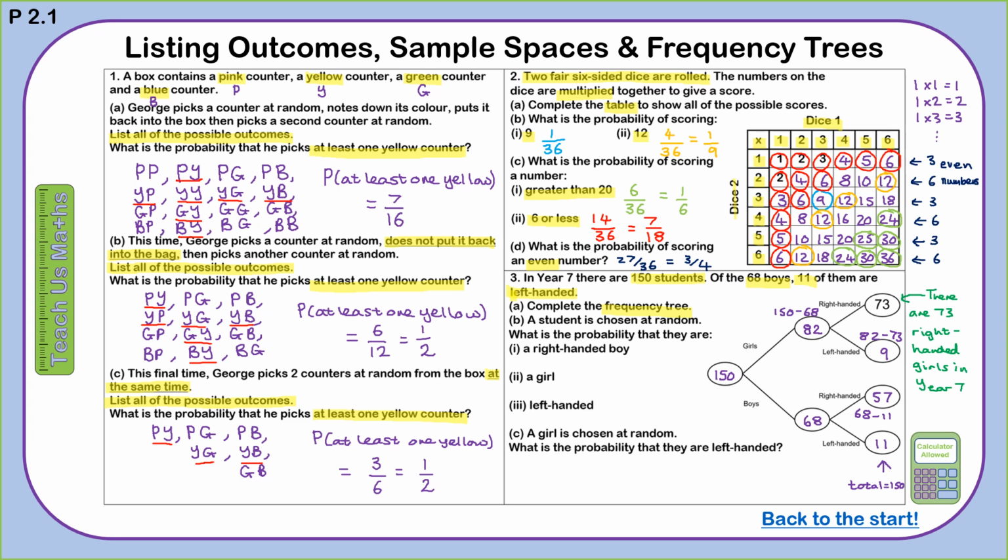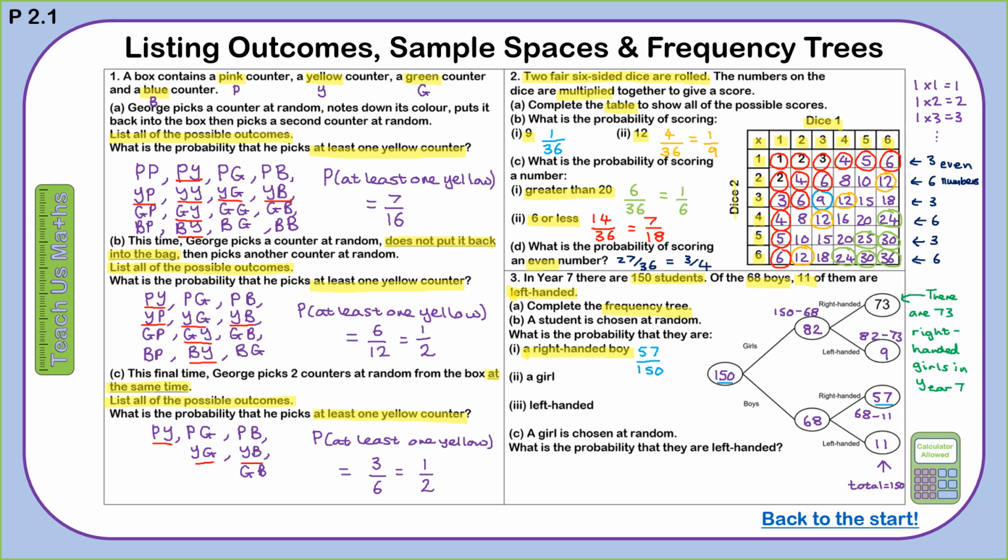Part B. A student is chosen at random. What is the probability that they are a right-handed boy? So for this we need to know how many right-handed boys there are, which is 57, out of a total number of how many students, 150. So if you were to choose a student at random from the 150 Year 7 students, the probability that they would be a right-handed boy is 57 out of 150.